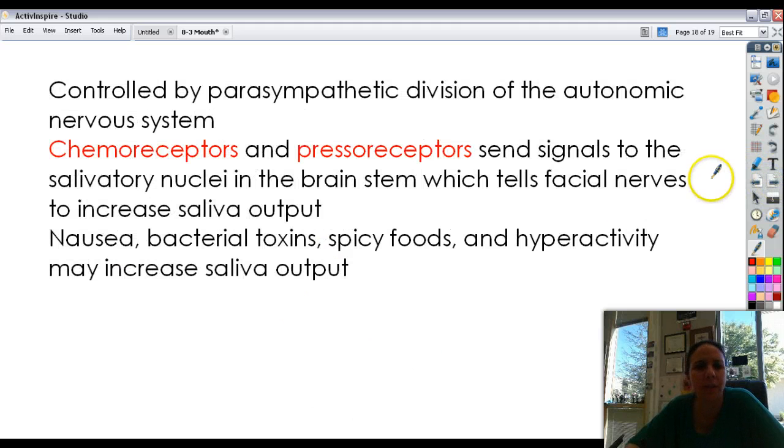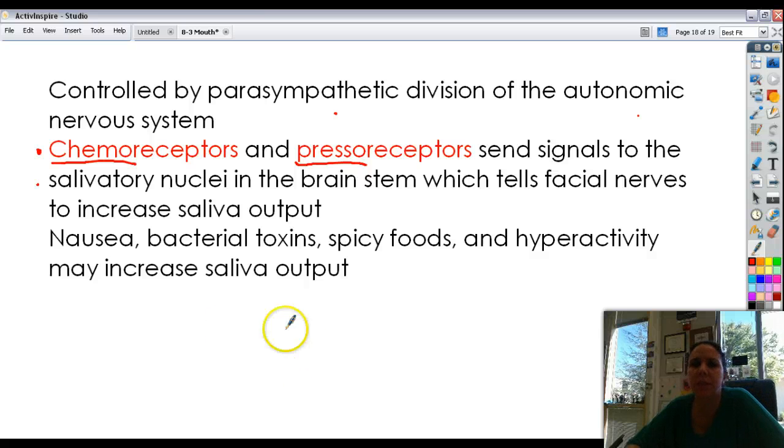Alright, last little thing is that your saliva is controlled by the parasympathetic division of the autonomic nervous system, so you don't have to think about it. You have these receptors in your mouth, chemical receptors and pressure receptors, and when they get activated, that sends a signal to the salivatory center of your brainstem. That tells your facial nerves to do their thing and to increase salivary output.